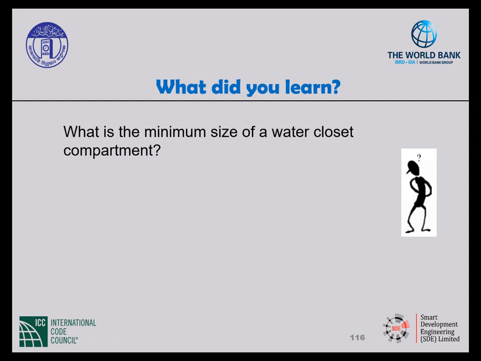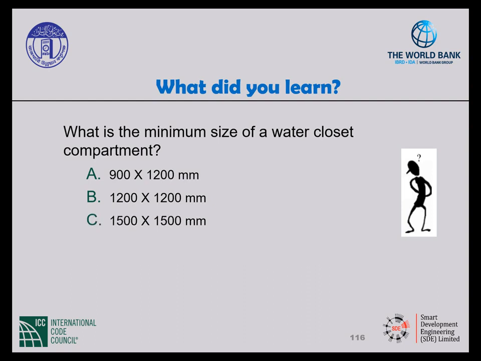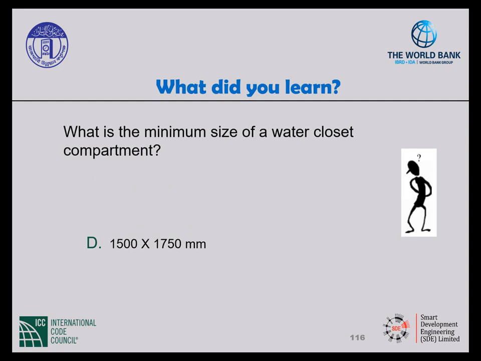What did you learn? What is the minimum size of a water closet compartment? 900 by 1200 millimeters? 1200 by 1200 millimeters? 1500 by 1500 millimeters? 1500 by 1750 millimeters? And the answer is 1500 by 1750 millimeters.